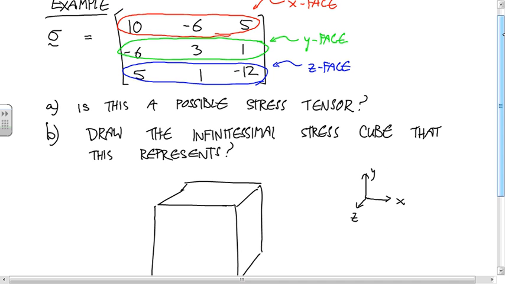So looking at the x face, we have 10 megapascals acting in the x direction. It's positive, so it's in the direction of the positive x direction. In the direction of y, we have -6, so that means it's in the negative y direction. You can either do it upwards and write it as -6 or downwards as +6. And then in the z direction, +5.